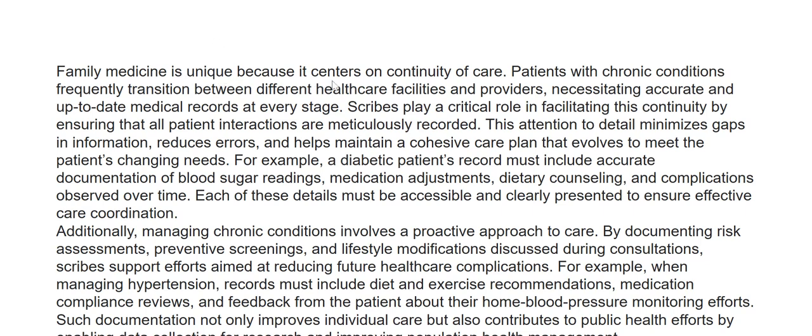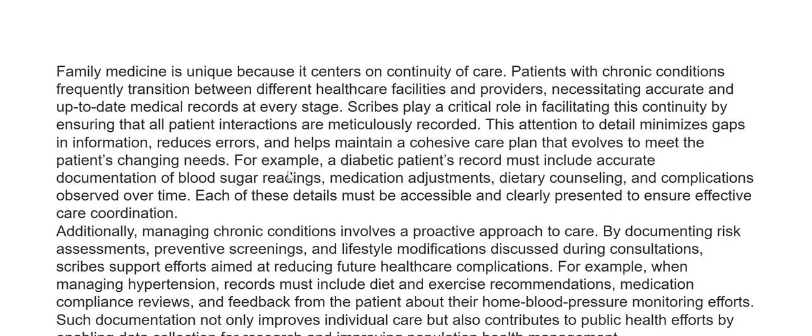Family medicine is unique because it centers on continuity of care. Patients with chronic conditions frequently transition between different healthcare facilities and providers, necessitating accurate and up to date medical records at every stage. Scribes play a critical role in facilitating this continuity by ensuring that all patient interactions are meticulously recorded. This attention to detail minimizes gaps in information, reduces errors, and helps maintain a cohesive care plan that evolves to meet the patient's changing needs.